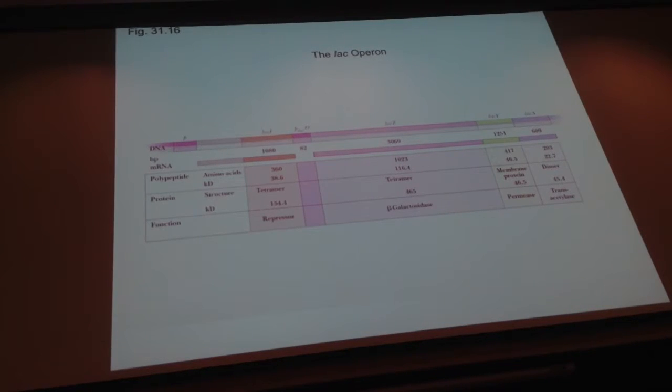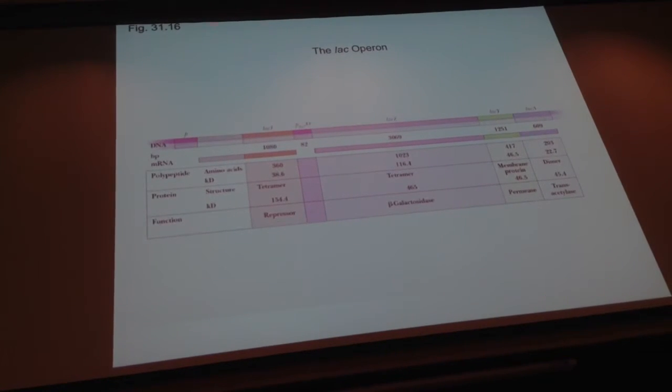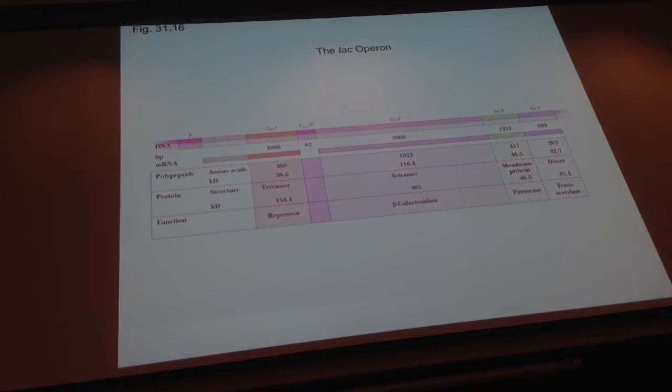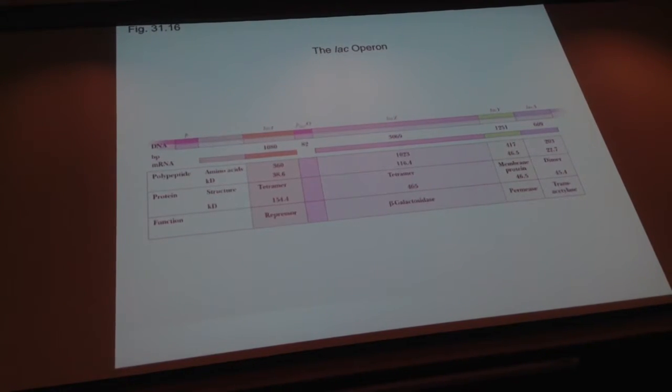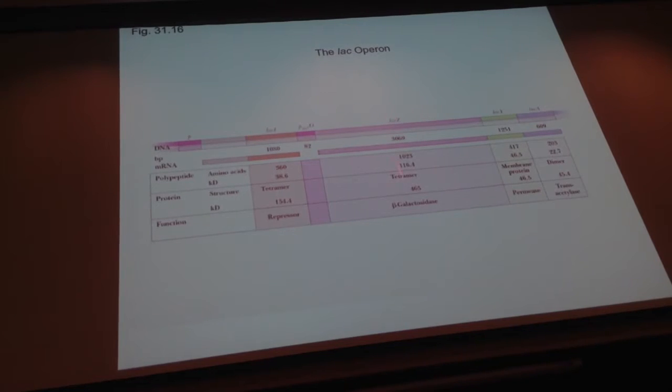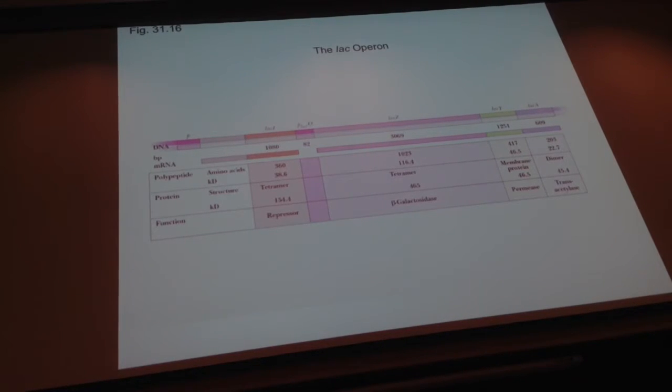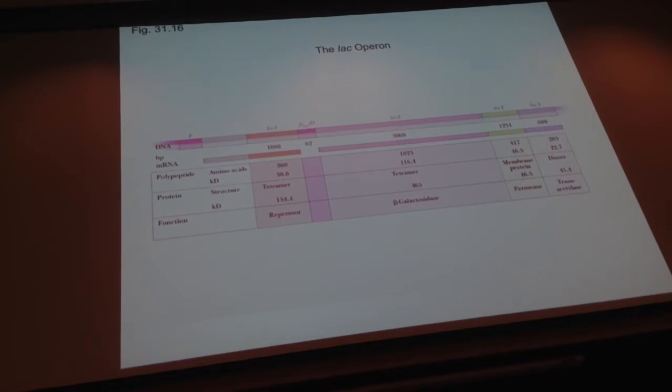And the way they do it is they turn on or activate these genes that are needed for the utilization of galactose. The genes are the Z gene, which codes for beta-galactosidase. That's the guy that actually takes the galactose and cleaves it into sugars that can be used by the cell.